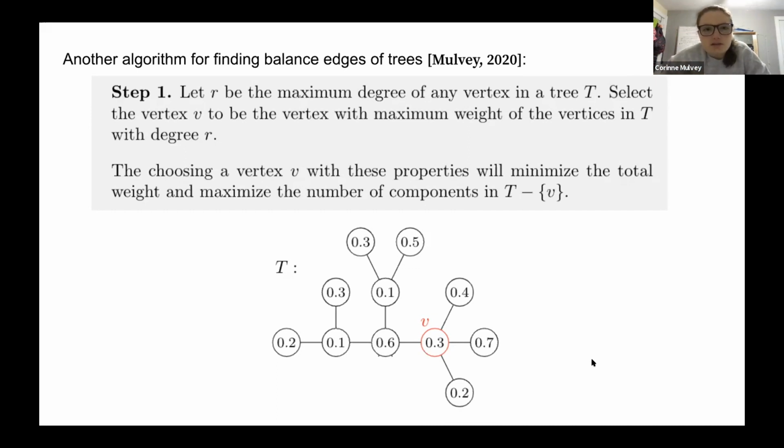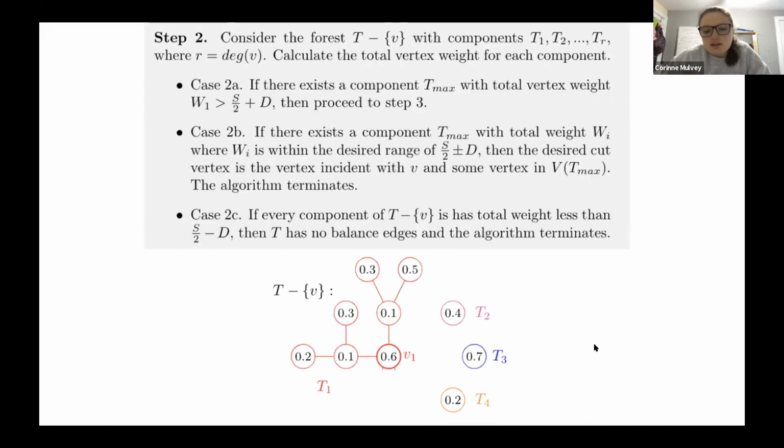To find this, you start by choosing a vertex that has maximum degree and maximum weight. What this does is it minimizes the total weight of the tree when you remove this vertex, and it maximizes the number of components, so the average weight of every component is minimized. You'll look for this vertex, remove it, and then look at the components. If there's a component that has total weight with a population that you're willing to accept, then you can just take that component, and the balance edge is the edge that connected that component to the vertex you removed. If it is above the maximum that you're willing to accept, which it often can be, then you step in the direction of the heaviest, most populous component. And if every component has less than the minimum population that you're willing to accept, you know that this tree doesn't have a balance edge, so you can just draw a new spanning tree.